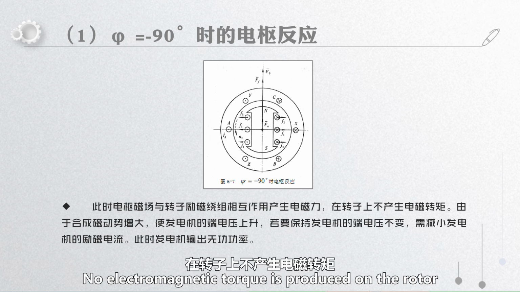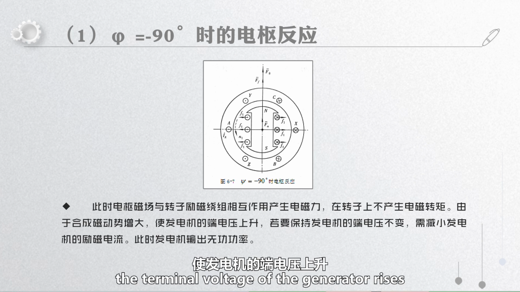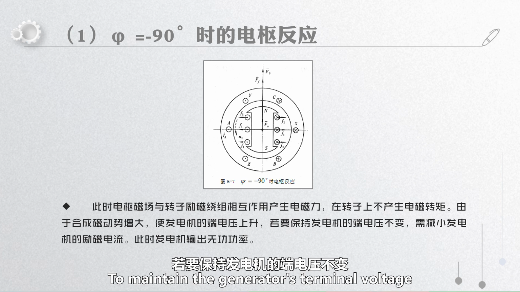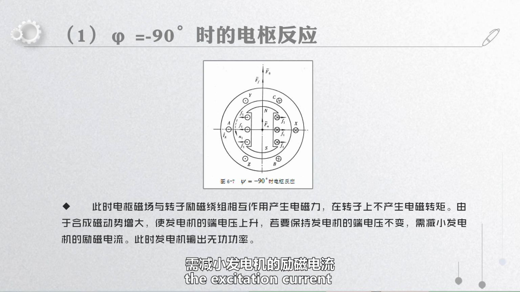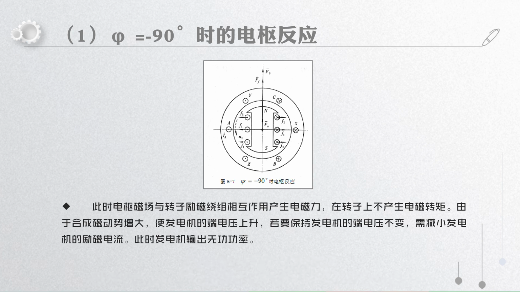No electromagnetic torque is produced on the rotor due to the increase in the combined magnetomotive force. The terminal voltage of the generator rises. To maintain the generator's terminal voltage, the excitation current of the generator must be reduced. At this time, the generator outputs reactive power.